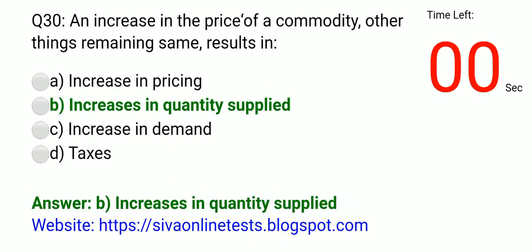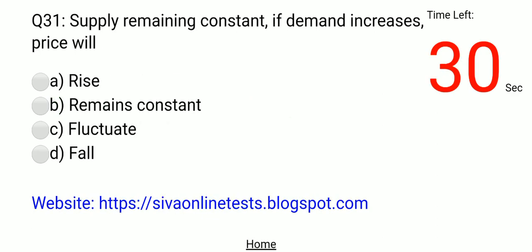Answer. B. Increase in quantity supplied. Question 31. Supply remaining constant, if demand increases, price will. Options. A. Rise. B. Remain constant. C. Fluctuate. D. Fall.